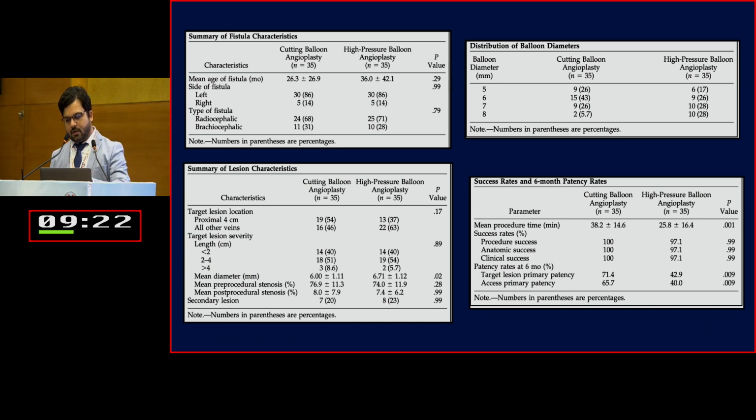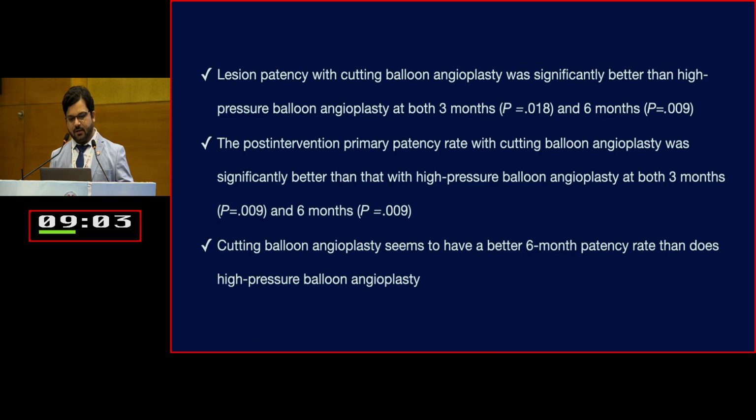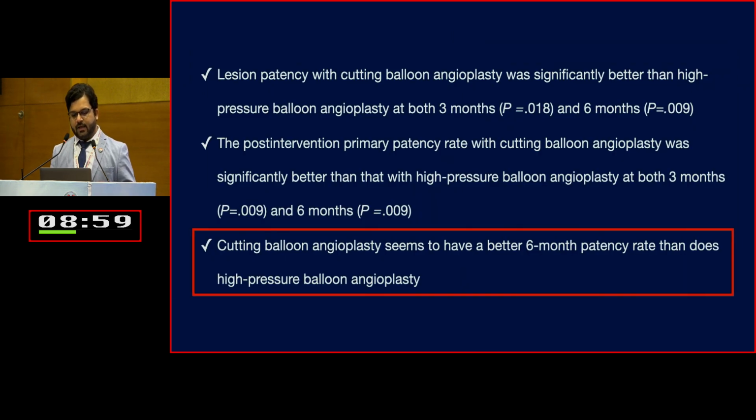What the study concluded was that the primary patency as well as the access primary patency was significantly different in the cutting balloon group. We can see in this analysis, cutting balloon performed better as compared to the normal balloons for primary patency. There were significant differences seen in this study, and it seemed to have a better 6 months patency.